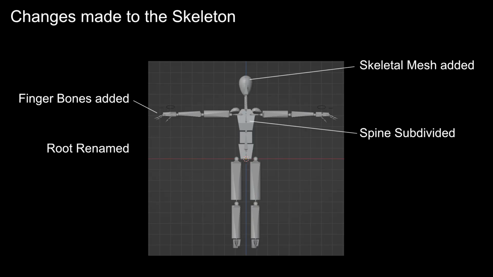I also added finger bones to the motive skeleton, as it did not have any. It is possible that the same issue I encountered with the spine could also happen with the fingers, so adding finger bones beforehand is recommended. It also gives you the opportunity to already create finger animations from within Blender.